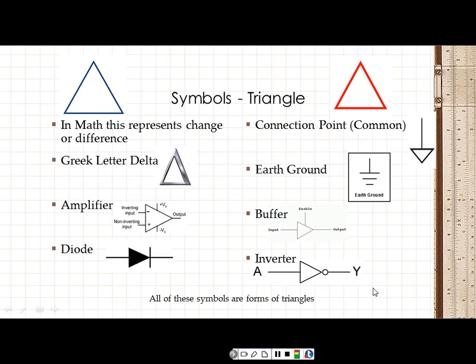So every trade has symbols that they use to represent things on blueprints. Because I can't draw pictures, right? You understand? Because pictures take up a lot of words. But if I understand what a symbol is, which is a small little diagram of a picture, it's not really a picture, it's a drawing, then we can make our schematics very, very small compared to what it would take if I tried to draw a picture of everything that was in the circuit.